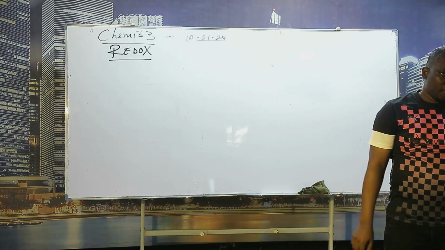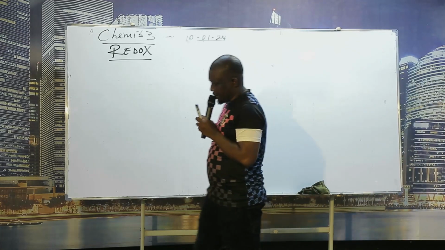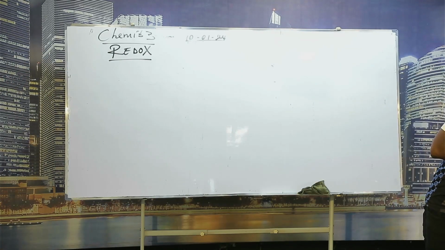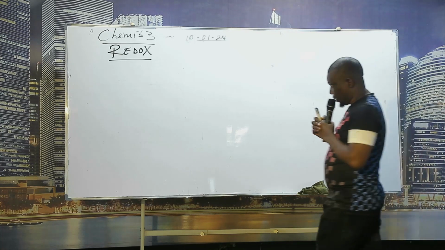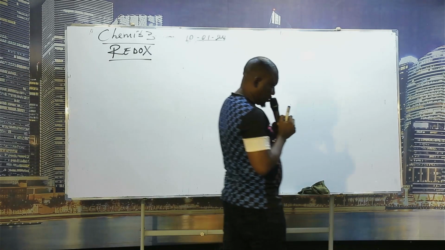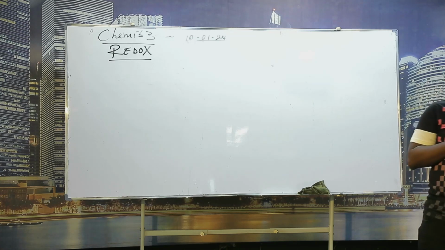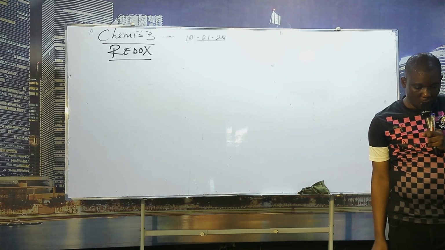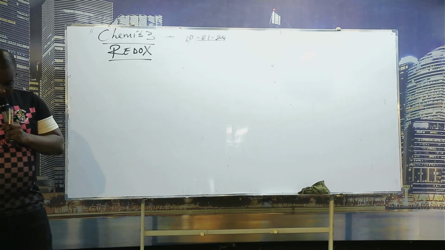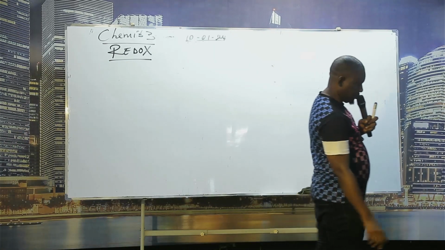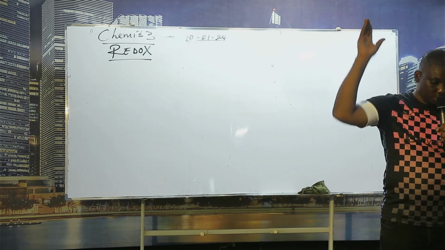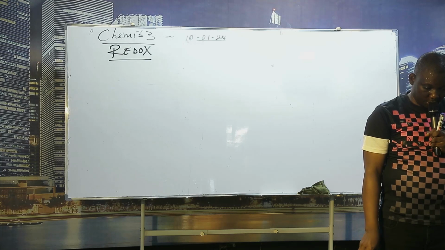I'm going to write down: a type of chemical reaction in which oxidation and reduction occur together in the same chemical reaction is called a redox reaction. Full stop.